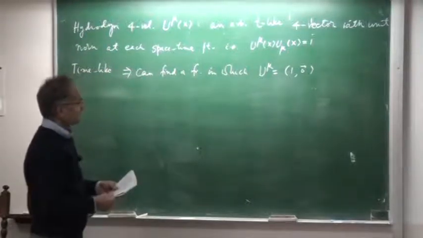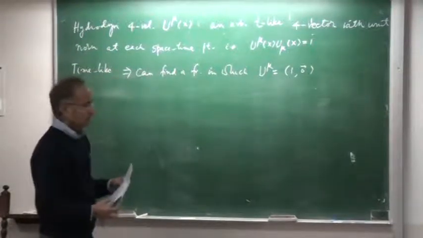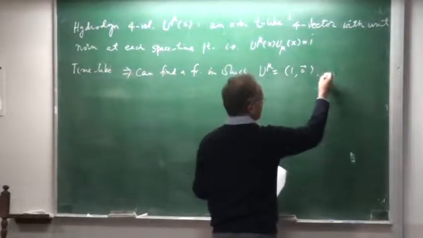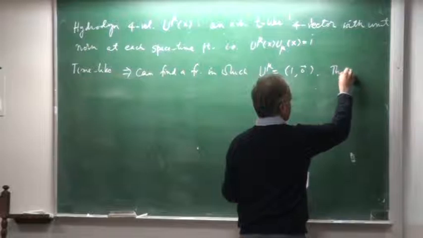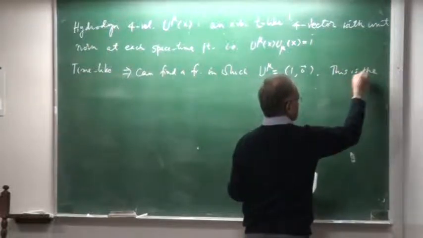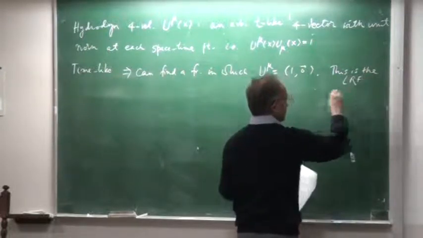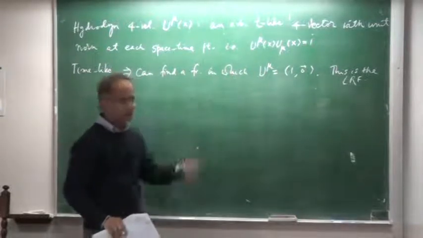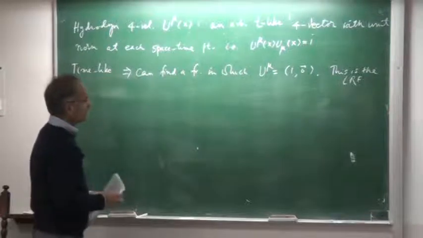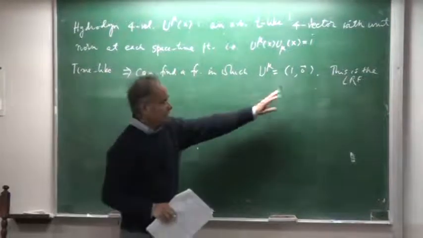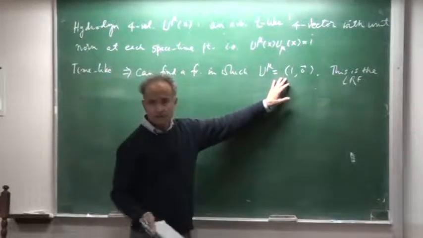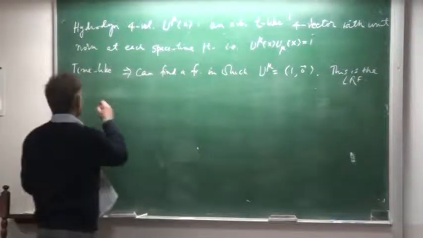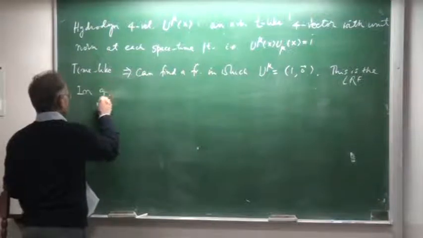Always find a frame in which mu becomes this, and this is the local rest frame. This is the definition of the local rest frame in characteristic fluid dynamics. So in this frame it is this, so in any other frame what will it be? Can you write down in general what is u mu?